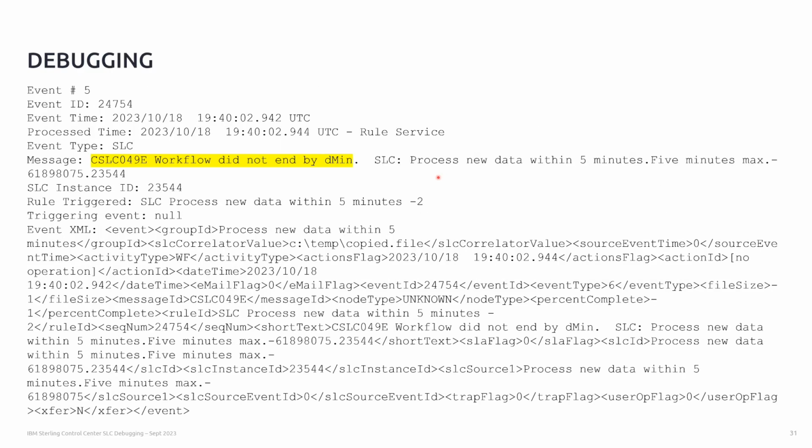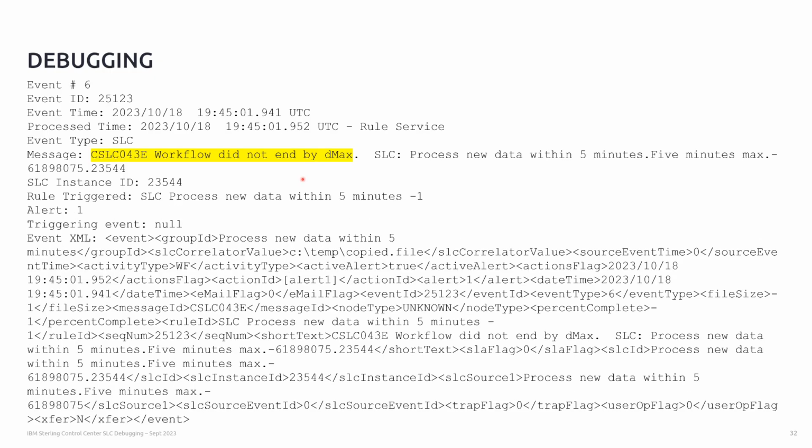Now, here's one we don't care about because I don't have a rule that watched for CSLC 049E. Don't care if it didn't end by dmin because I set dmin to be 0. So I'm going to skip over this. Now, workflow did not end by dmax.